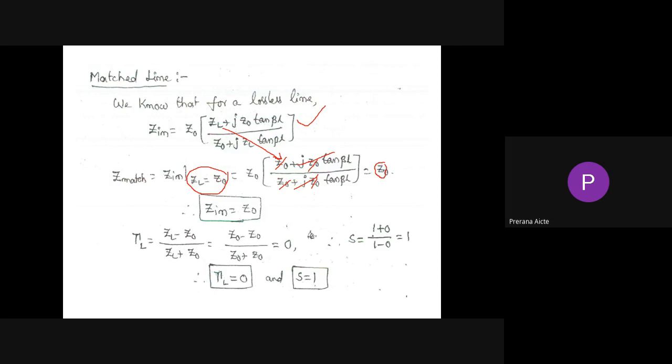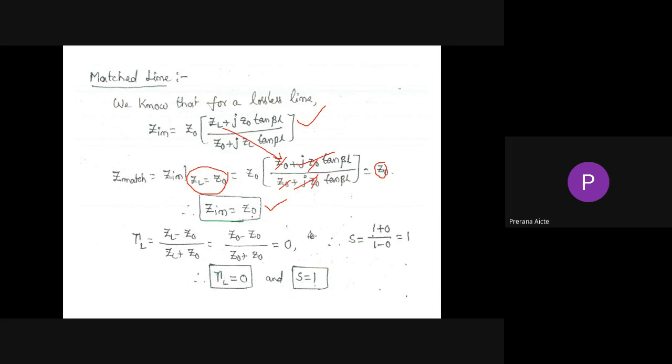So at that time, the input impedance is equal to the output impedance for a matched transmission line. Therefore, the reflection coefficient is equal to 0 because the input impedance is equal to the output impedance. The waves cannot be reflected back.